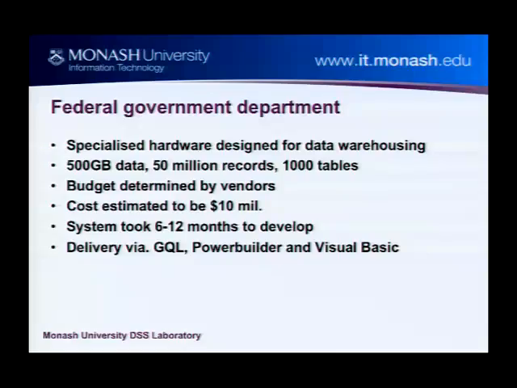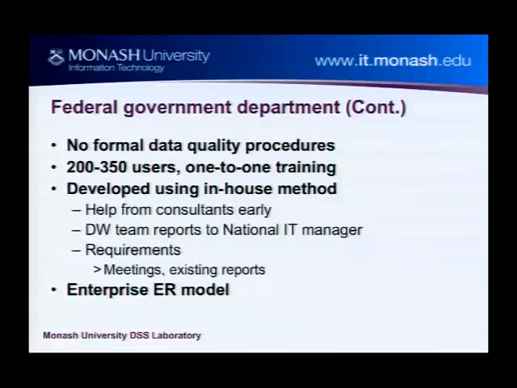So being able to identify patterns in people's tax returns and claims and target likely fraudulent tax submissions to make sure that they paid the right amount of tax. So no formal data quality procedures, which is astounding considering it's the tax department. The group of users was in the order of 200 to 350 users, and it was one-on-one training for all of those users.